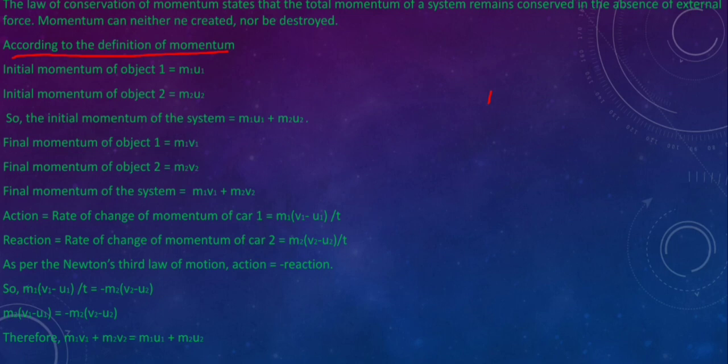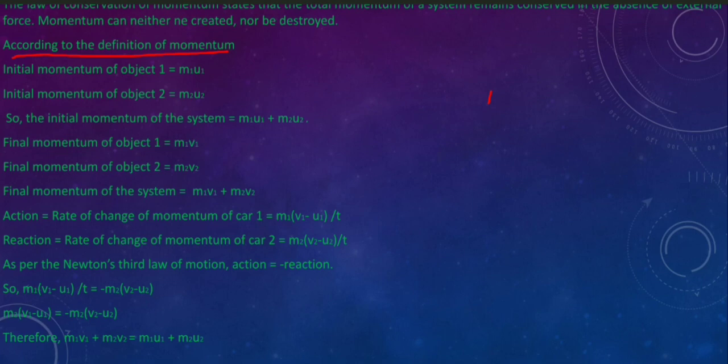This is the only thing which you have to understand in this chapter. This is the last topic. So the law of conservation of momentum says that the total momentum of a system will remain conserved or remain the same in the absence of external force. So momentum can neither be created nor be destroyed. Here we will prove it numerically.